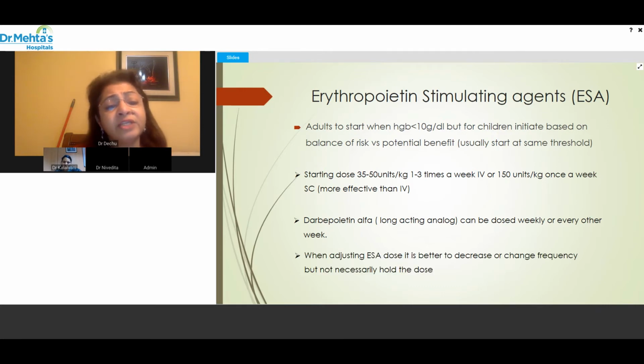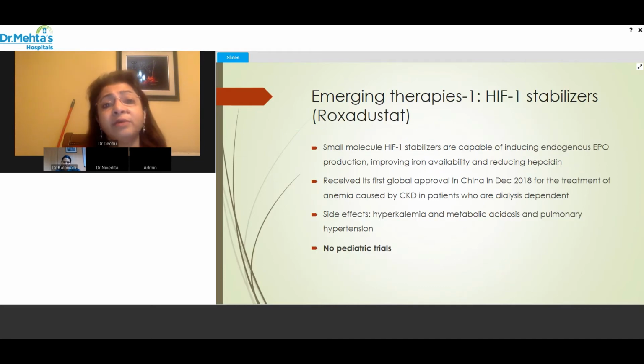So, when you adjust the ESA dose, it's better to decrease or change the frequency, but not necessarily hold the dose, because it's been shown that huge fluctuations in hemoglobin are not conducive to the child or to a patient. And therefore, it's better to decrease the dose or to change the frequency and not necessarily hold the dose. So let's talk about emerging therapies.